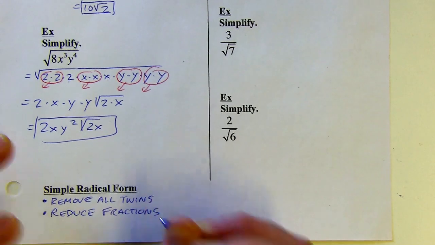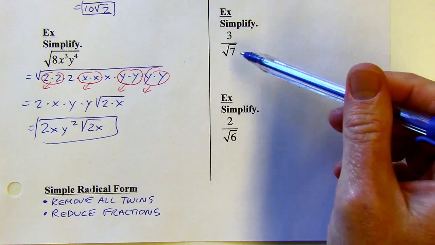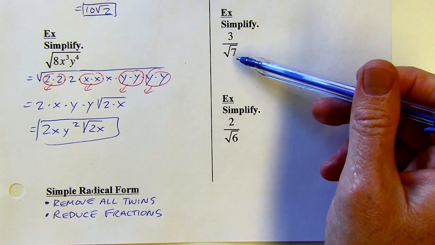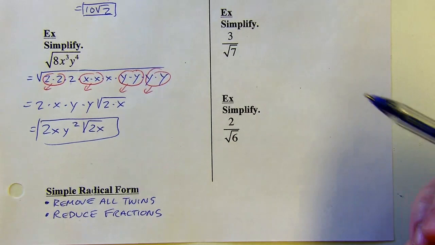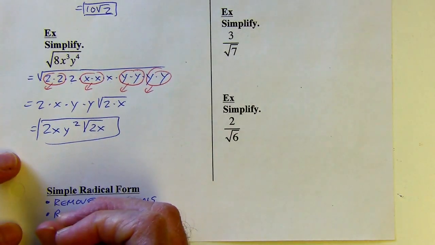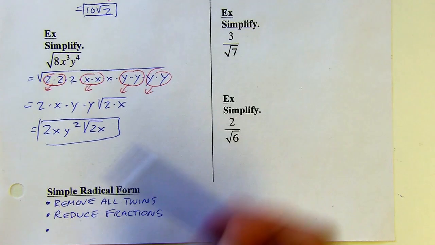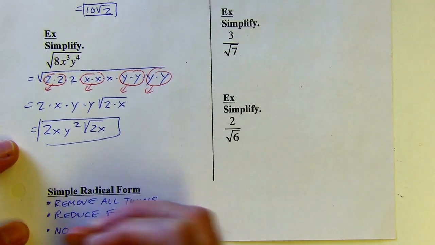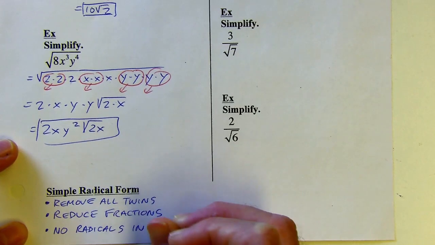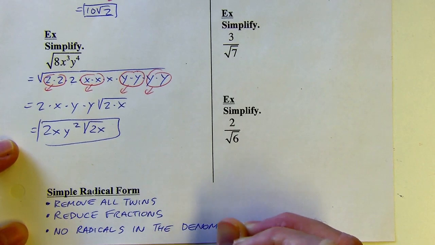Okay, and another thing, if you look at these examples at the end, which I'll get to in a minute, there's no twins down there, so it looks good, but there's a radical in the denominator, and that's just a rule. You can't have a radical in the denominator for simple radical form. I'm sure there's a perfectly good reason why not. But honestly, I don't know what it is. But I do know that we have to get the radical out of there. So no radicals in the denominator for simple radical form.